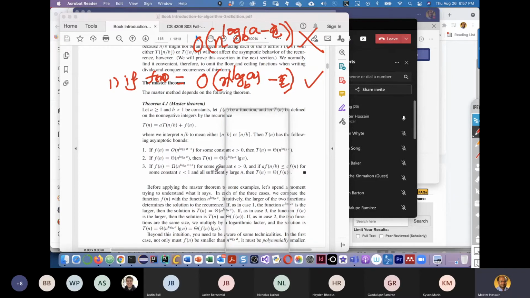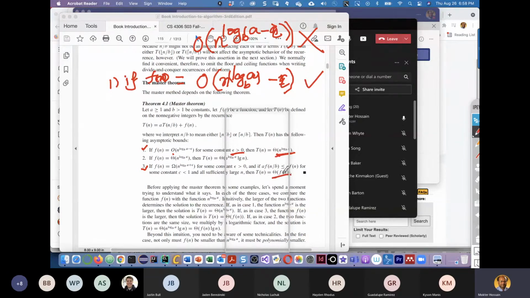So here are the three cases we discussed. Case 1: if f(n) equals big O of n to the power log of a with base b minus epsilon, for some positive epsilon, then T(n) will be theta of n to the power log base b of a. For case 1 and case 3, case 3 is plus epsilon instead of minus epsilon. If it is plus epsilon, then T(n) equals theta of f(n).